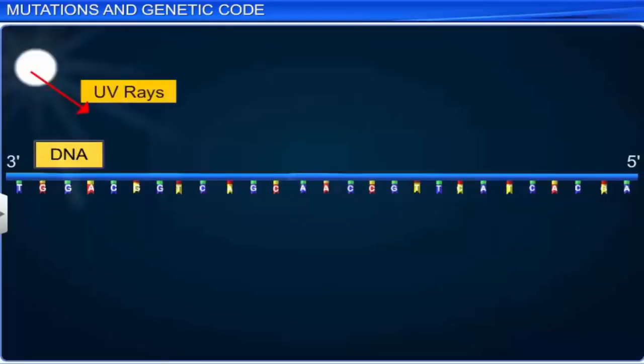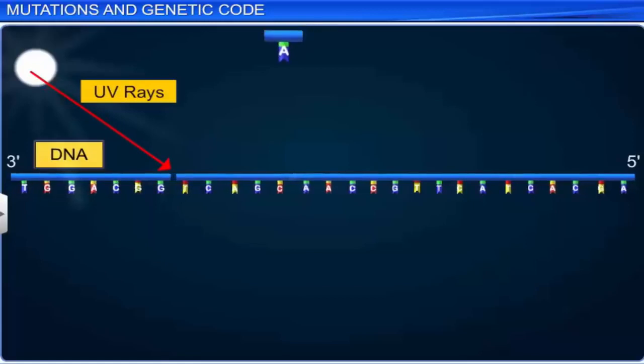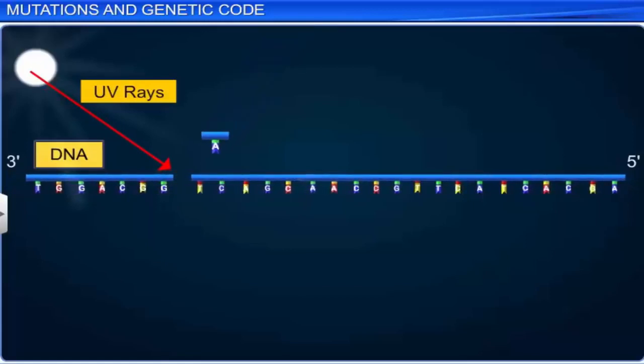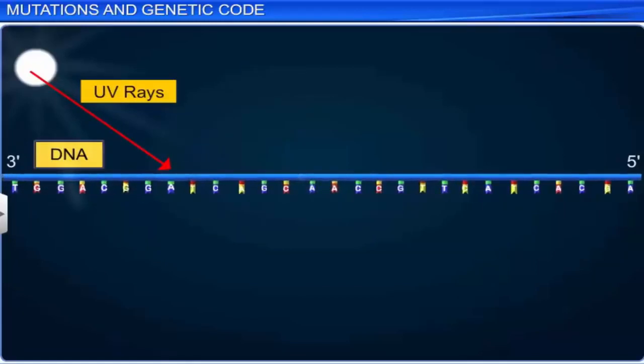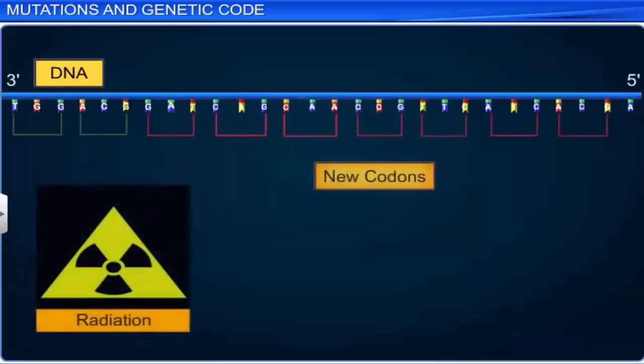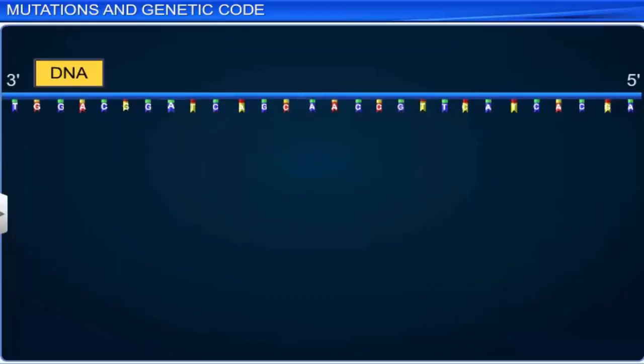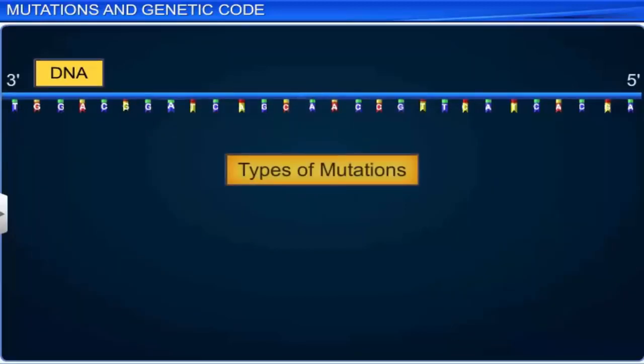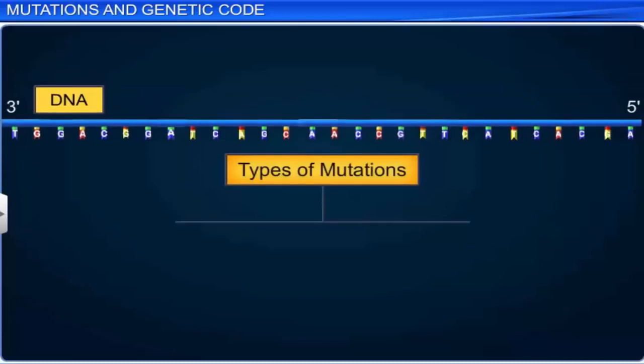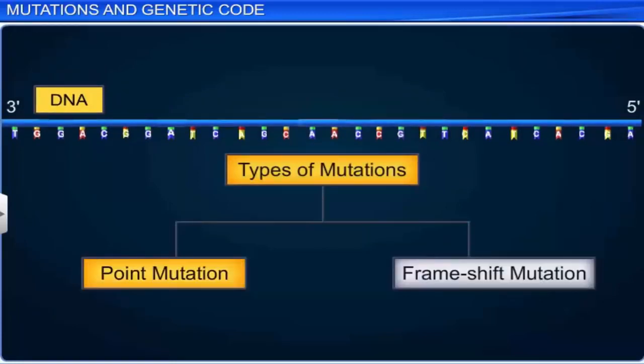Mutations can be triggered by a host of factors, including physical and environmental factors, such as exposure to the ultraviolet rays of the sun, radioactive radiations, or harmful chemicals. Mutations, which often result in undesirable effects, can be classified into various types, including point mutation and frame shift mutation.